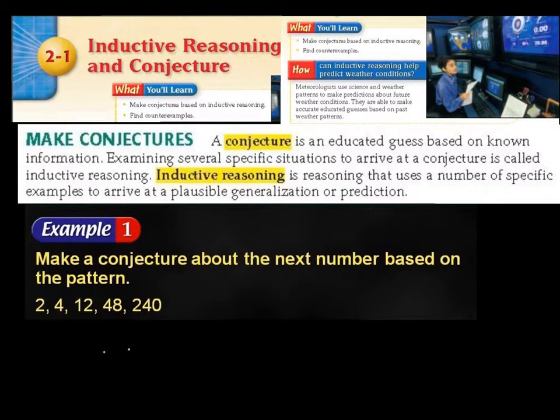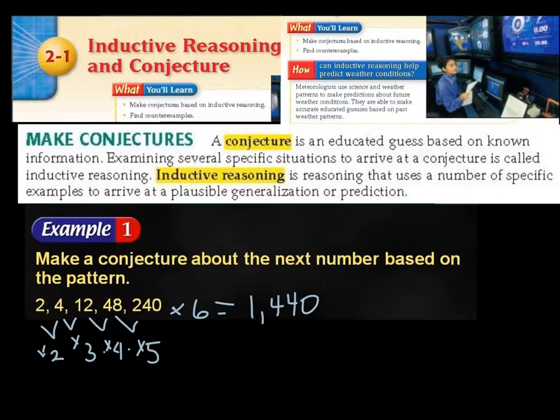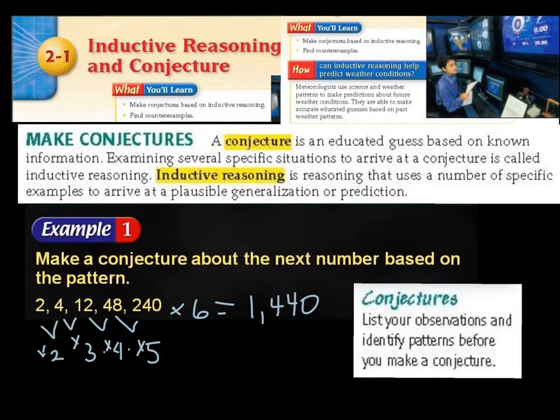It's getting bigger, so I'm going to guess this time that it's a multiplying pattern. So I could go times 2, times 3, times 4, times 5. Okay, that pattern's working for me. So to get my next number, I'm going to go times 6, and I get 1,440. What I just modeled with writing one pattern, erasing it, and writing a different one was me listing my observations and identifying patterns before I made my conjecture.